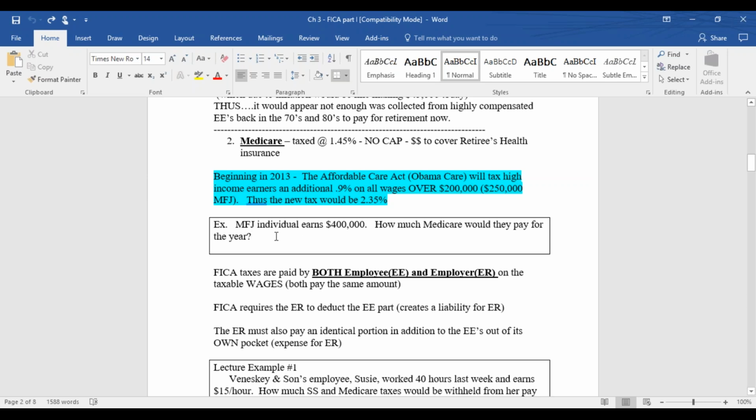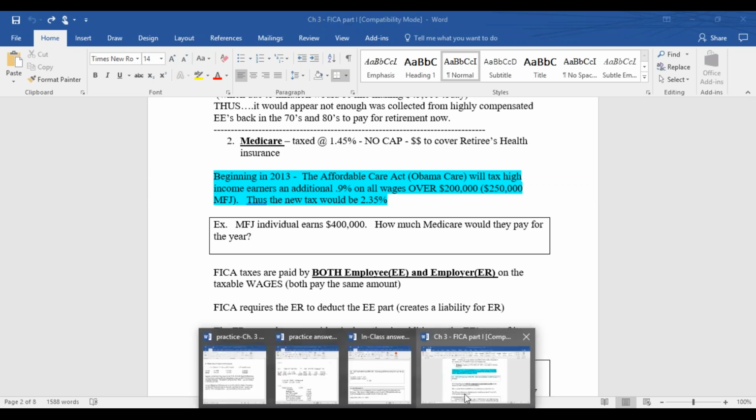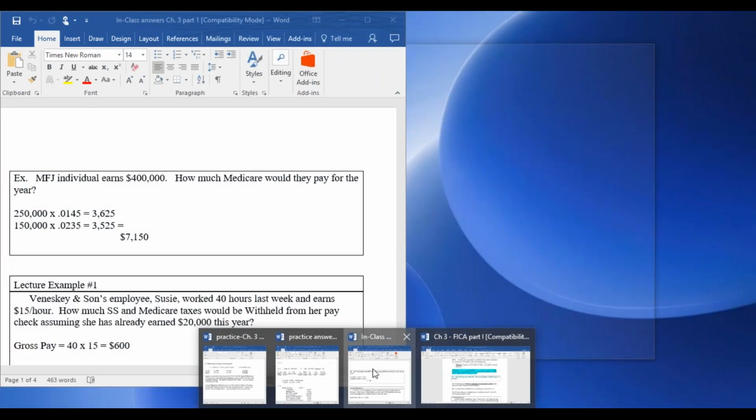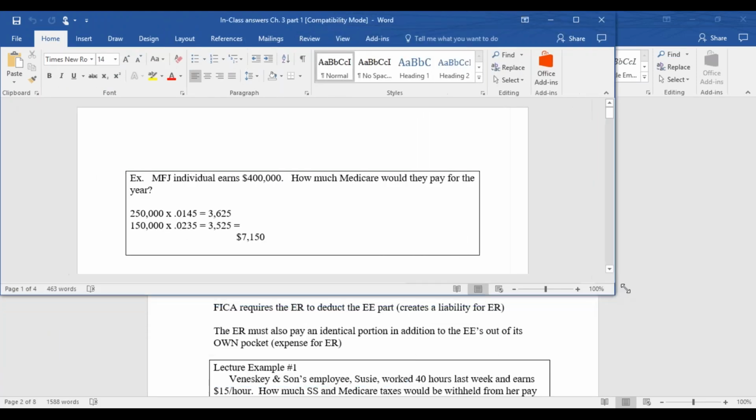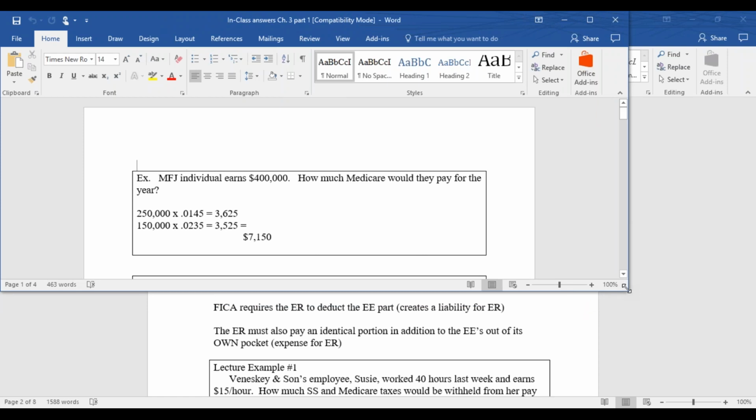So as an example, go ahead and hit pause at this time to fill out this example to determine what is the Medicare that will be deducted from an individual who earns $400,000. Okay, as hopefully you did hit pause, we'll bring up the answers, and you'll want to hit pause as we go through. Just be ready to do that. I don't like to take up the video time waiting for you to do that.